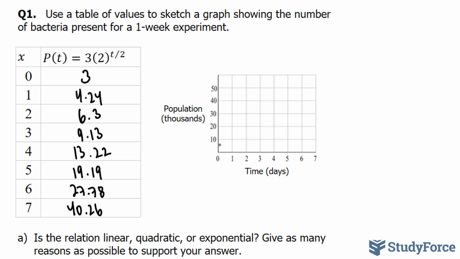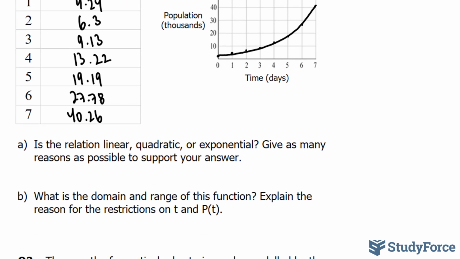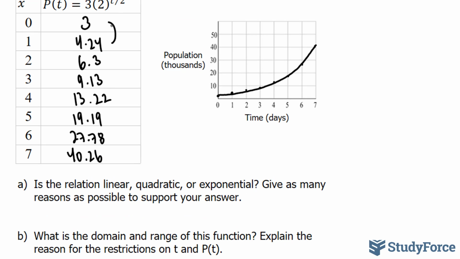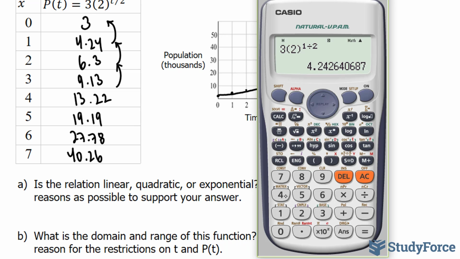You should end up with something that looks like this. So there's the graph representing this data. The question is asking us, is the relationship linear, quadratic, or exponential? Give as many reasons as possible. So what we can do is take this number and divide it by that, and use the ratio of y's to see if it's consistent. So I'll do the first two, and I'll make the assumption that they are, if they are, very similar.